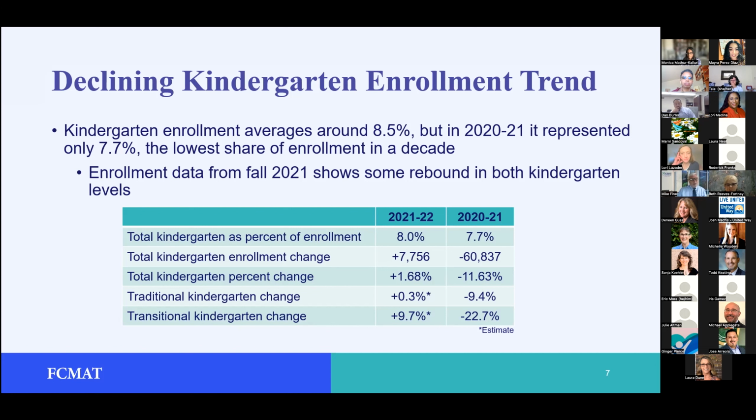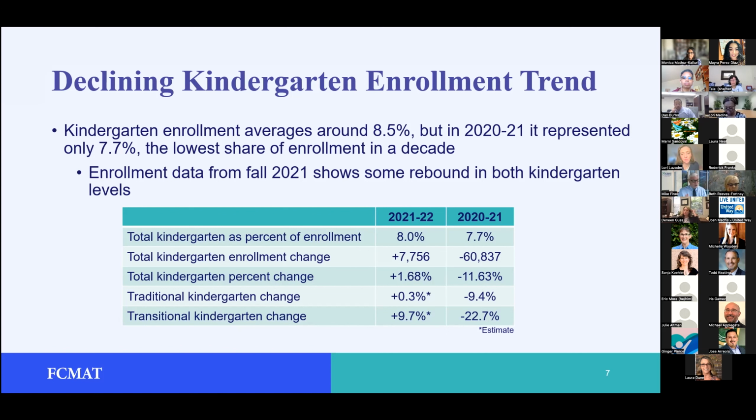Kindergarten enrollment runs about 8.5% traditionally of total enrollment in a TK through 12 grade span. You can see that in 2021, though, we were at 7.7, the lowest K enrollment in a decade. And so I've given you some additional data for both falls. As a percent of enrollment, we have gone back to 8%, not 8.5, but we're growing. So this past fall, we did have a pickup in kindergarten. That's good news.